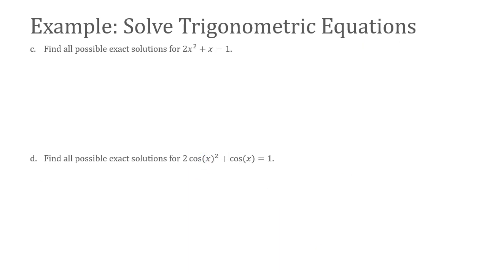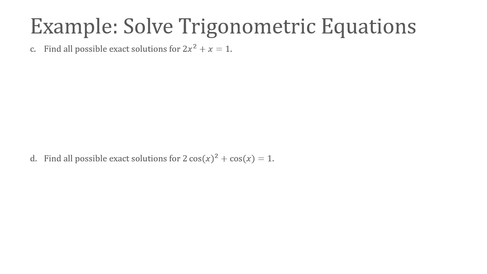Let's look at some more examples. Part C. Find all possible exact solutions for 2x squared plus x equals 1. And Part D. Find all possible exact solutions for 2 times cosine of x squared plus the cosine of x equals 1. Now, Part C is not a trigonometric equation, but there are similarities between what the equation is in Part C and what the equation is in Part D.